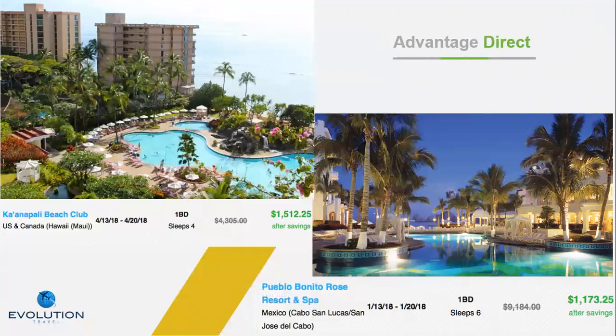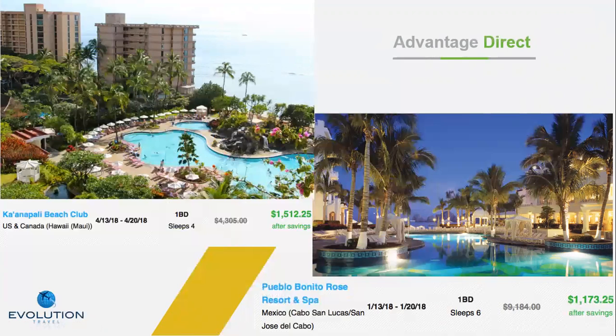Okay, go over to the next example here, this Pueblo Bonito Rose Resort and Spa. Okay, 1 bedroom, sleeps 6. Look at that price, $9,184. But after savings, we will only pay $1,173.25. And again, express your excitement, because that is a huge savings.